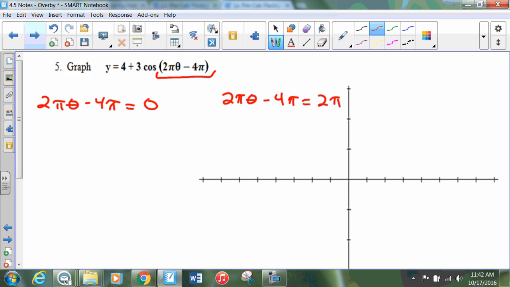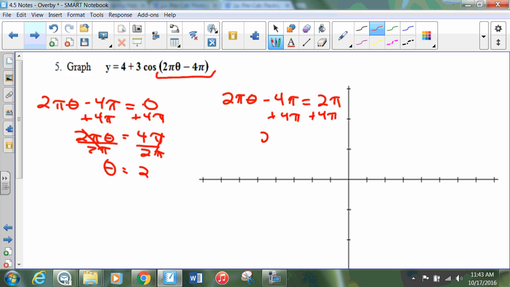Tell me if you want to stand up, that might help. All right, so here we go. Let's solve for theta. I'm going to add 4 pi to both sides. I'm just going to show my work so that you guys can follow. And then to solve for theta, I've got to divide both sides by 2 pi. And we're going to get the really cool answer of 2. And then when we do the other side, we'll add 4 pi to both sides.